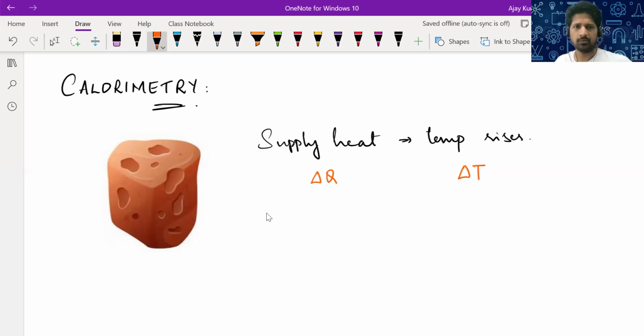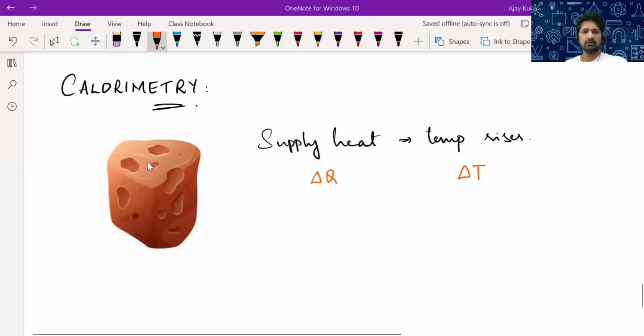Do you think these two are proportional or not? If you want more temperature change, will you need to supply more heat or not? Just quickly answer yes or no. Yes, definitely. So delta T, the temperature change that you want to bring about in the object, will be proportional to delta Q.